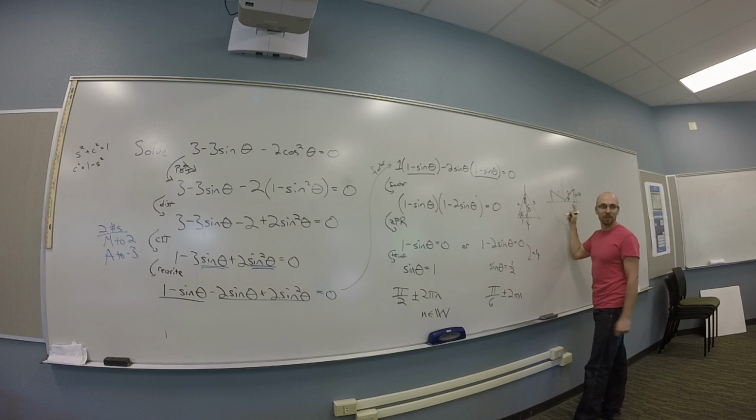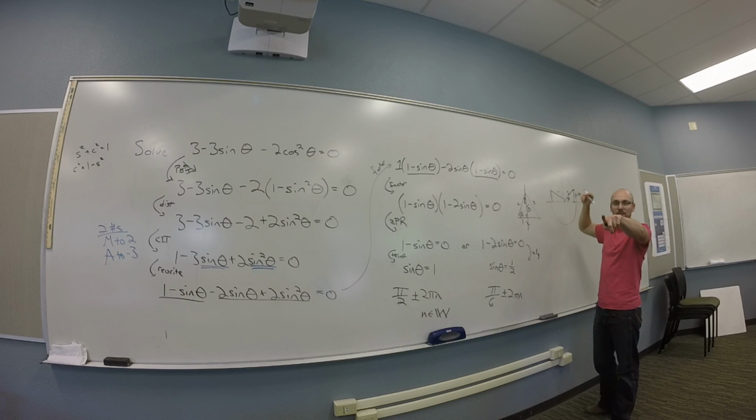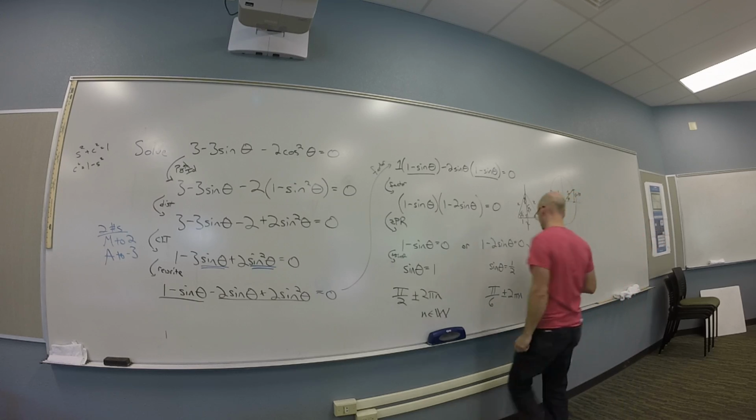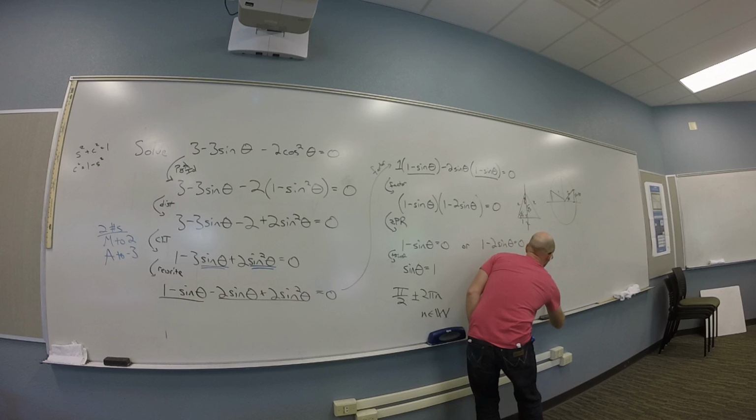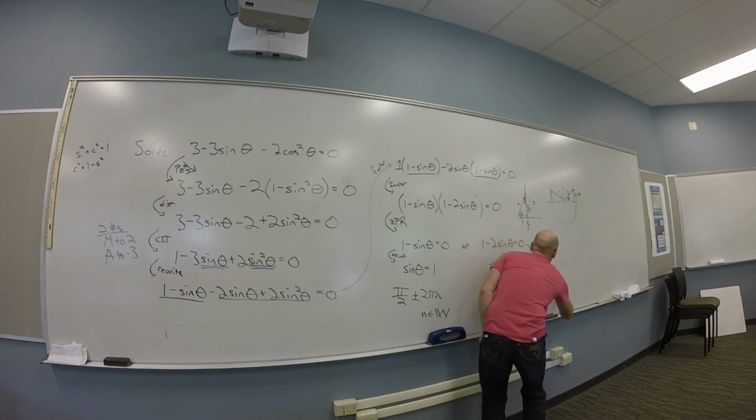Oh, yeah, in the second quadrant. So what's that angle? Isn't it negative though? No, it's still vertical, right? So it's still pointing up. That's pi minus pi over 6. So that's 5 pi over 6's. So I also have 5 pi over 6 plus or minus 2 pi n.